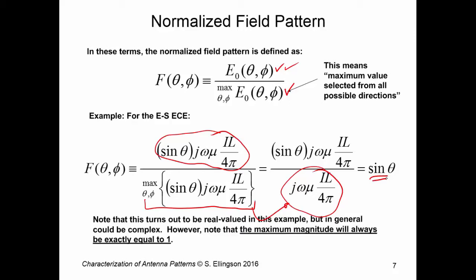Note that it turns out to be real valued in this example, but in general it could be complex. In other words, the normalized field pattern could be complex valued, so we have a magnitude and a phase. However, the maximum magnitude will always be exactly equal to 1 by definition.